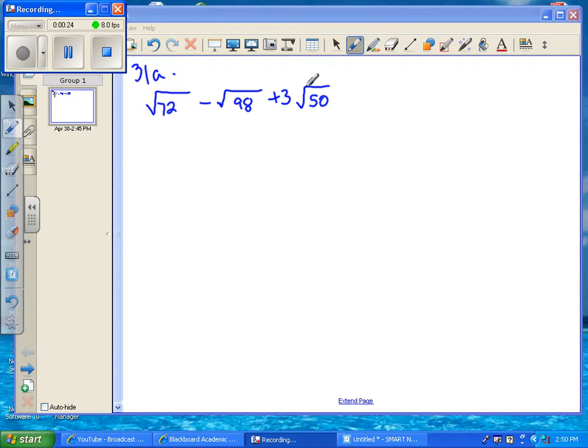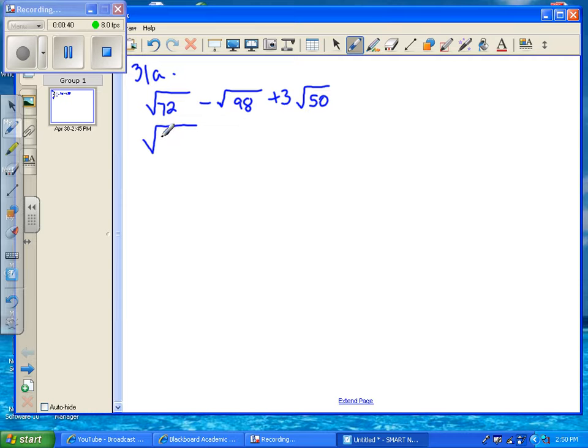But these are all simplifiable radicals, meaning there are some perfect square roots under there. So if you recognize it, just write those perfect square roots. If you don't recognize it, then prime factor each number so that you can see any factors that there are 2 of that you can remove. But I recognize that 72 is 36 times 2, and 36 is a perfect square, so I'm going to write it that way. I recognize that 98 is 49 times 2, and I recognize that 50 is 25 times 2.